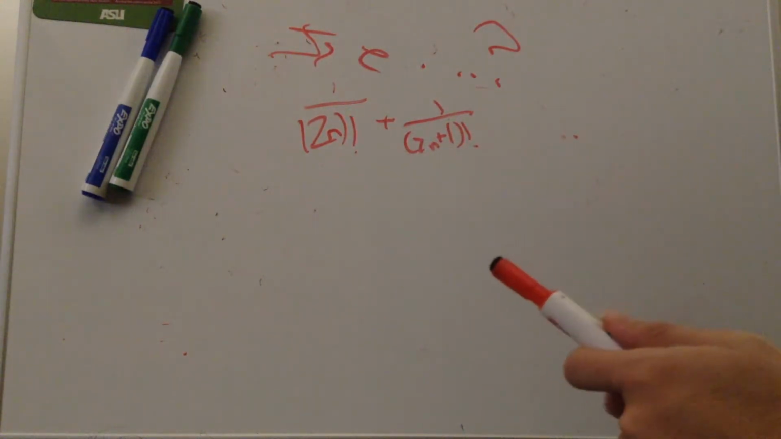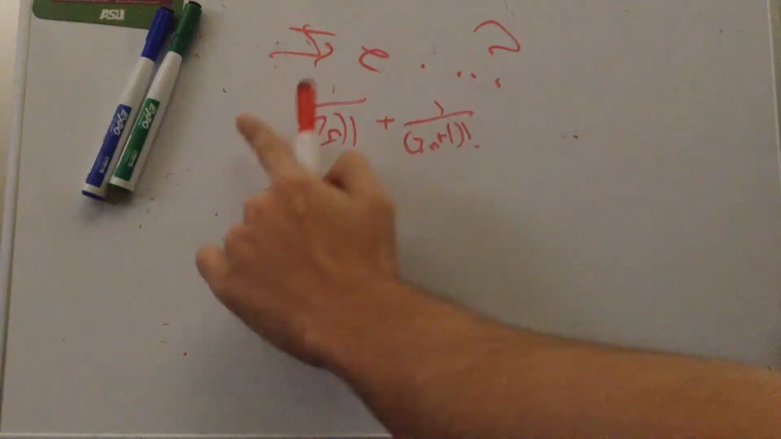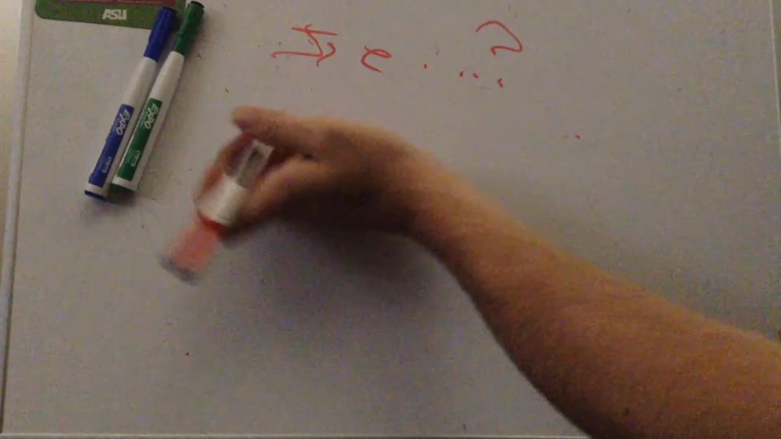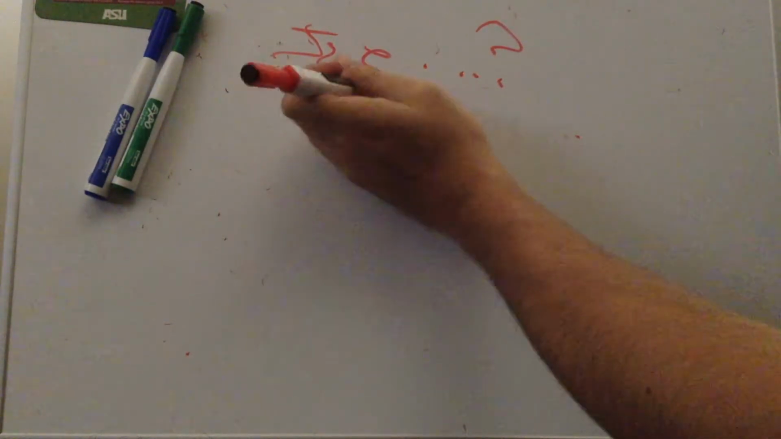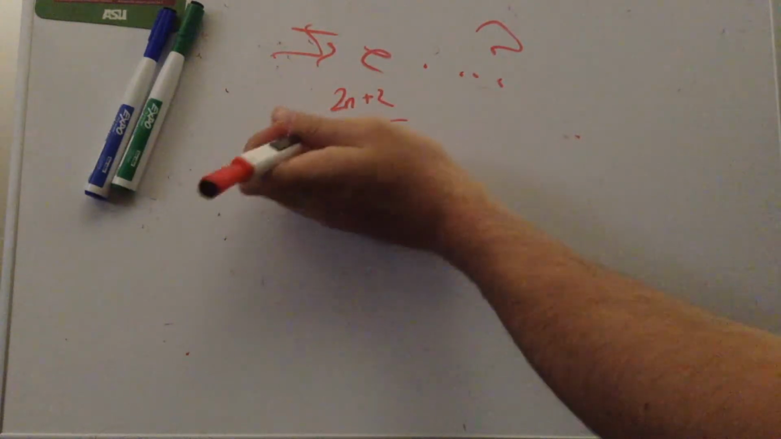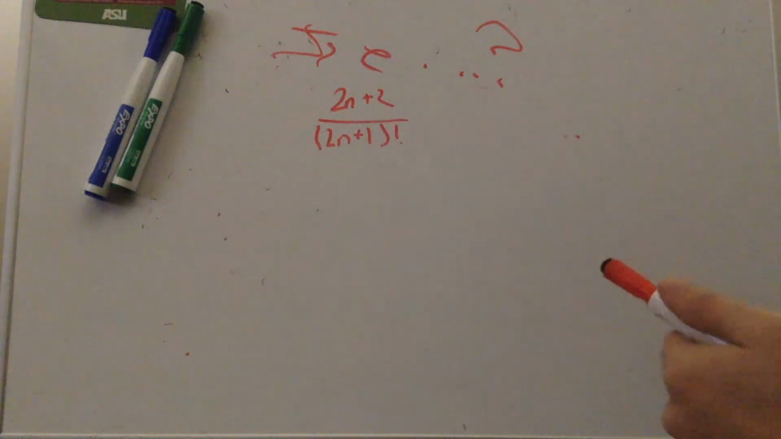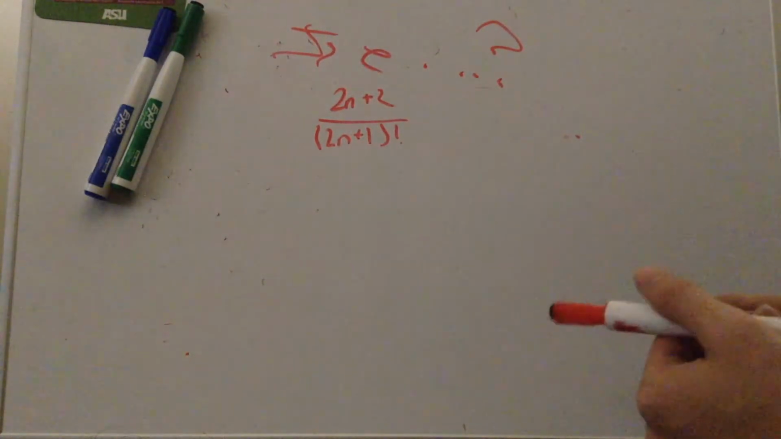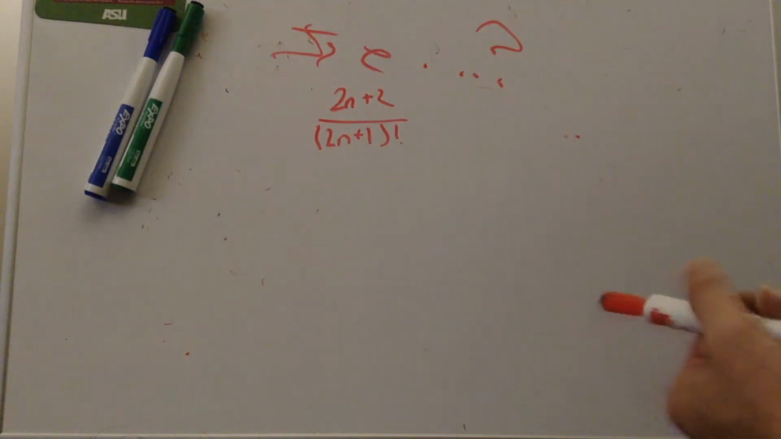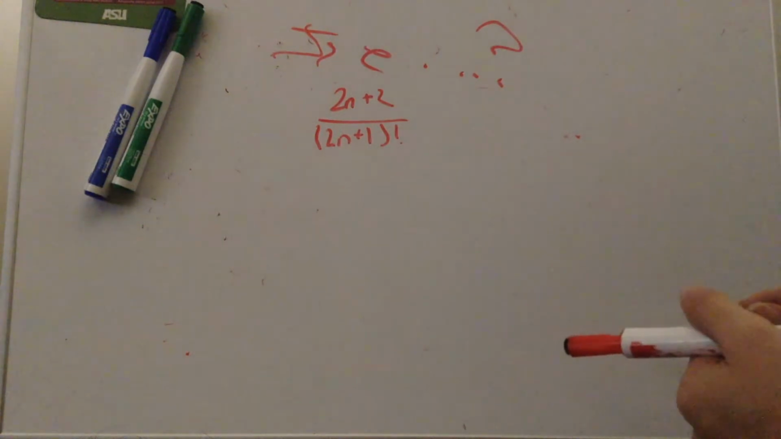So, when we add these together, you get 2n plus 2 over 2n plus 1 factorial. So, we just have to figure out if this order goes to infinity or not.